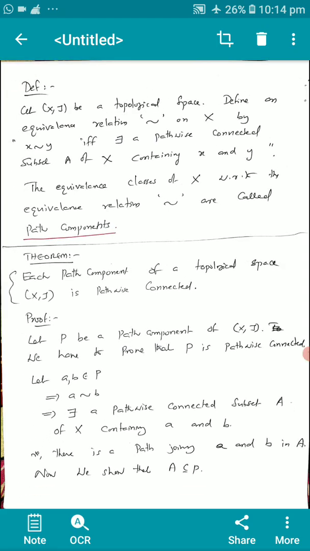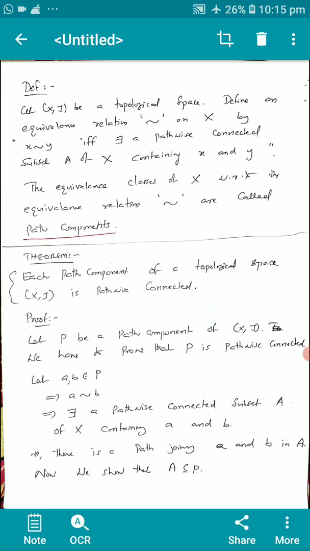Let X be a topological space. Define an equivalence relation tilde on X by x tilde y if and only if there exists a pathwise connected subset A of X containing the points x and y. The equivalence classes of X with respect to the equivalence relation tilde are called path components.